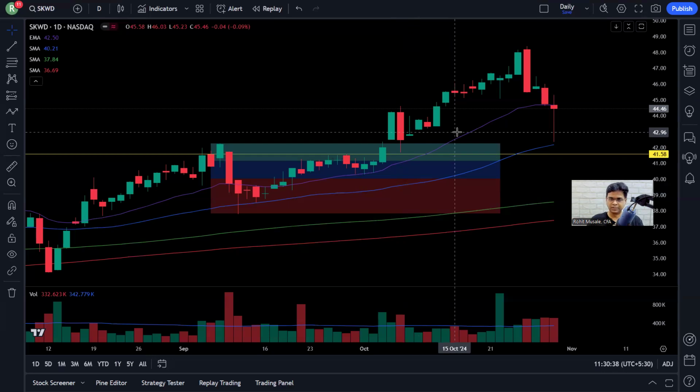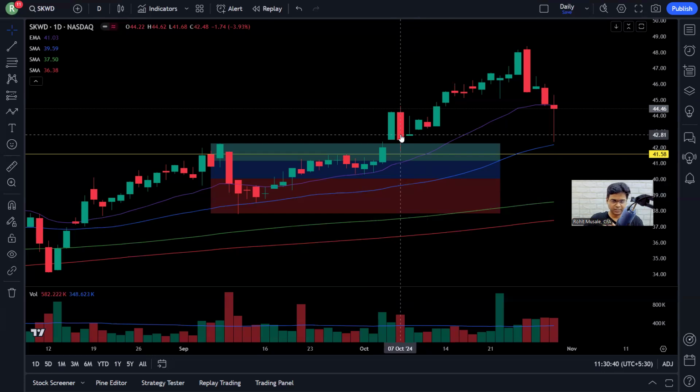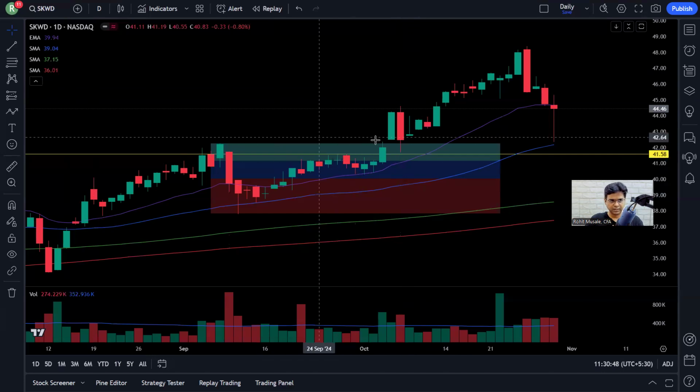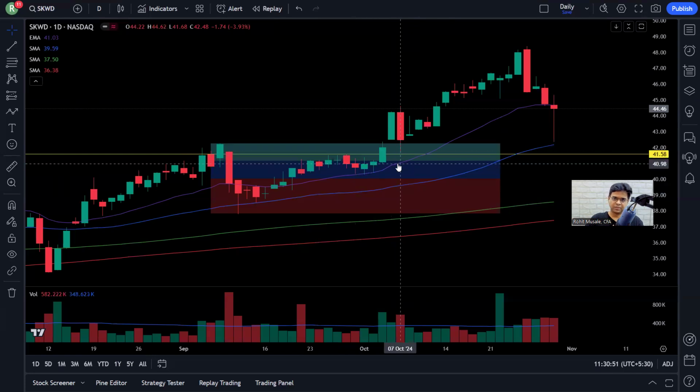Now, I know what she did. She did not sell here. She decided that she will give it time. Probably the stock is above the 8-day exponential moving average. So that's why she did not sell. I have not put the 8-day exponential here, but definitely it is above the 21-day exponential moving average. It is comfortably above the blue line. It is comfortably above the yellow line. So she decided that she will not sell.